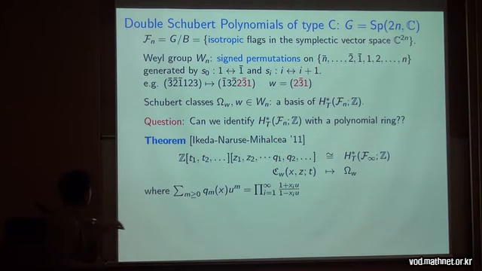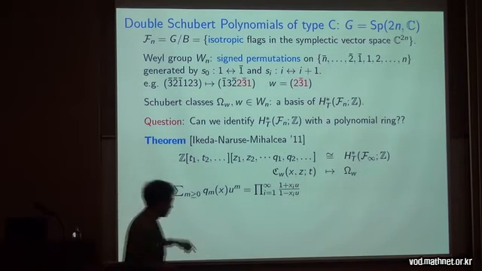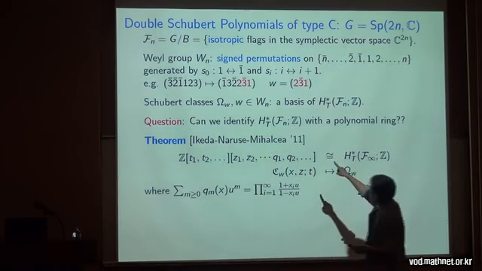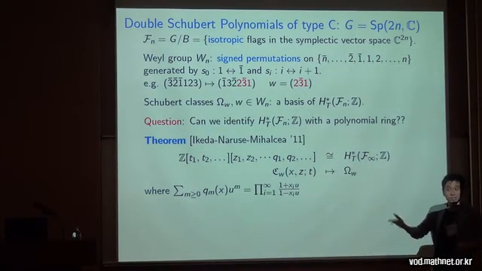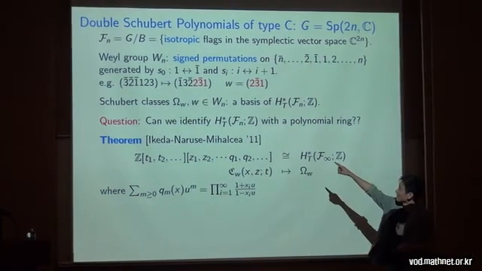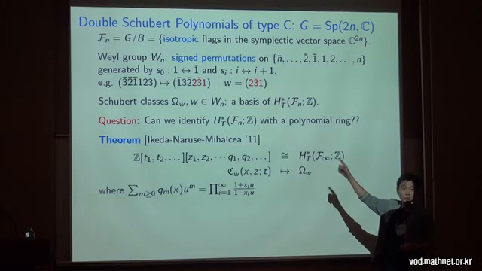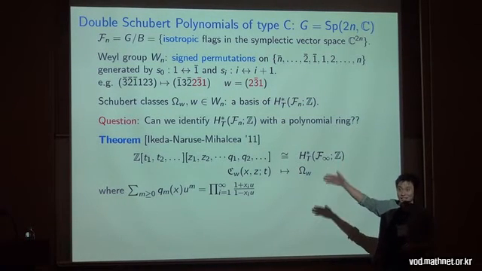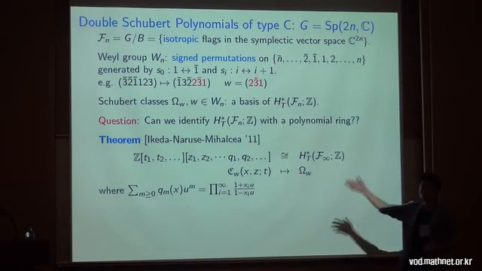So here is the answer to that question: can we represent the cohomology as a polynomial ring? Here is the result by Ikeda, Mihalcea, and Naruse in 2011. As I said, the equivariant cohomology ring is already a quotient of a polynomial ring, so as it is, it is not going to be a polynomial ring. It's a finite rank free module over a polynomial ring.